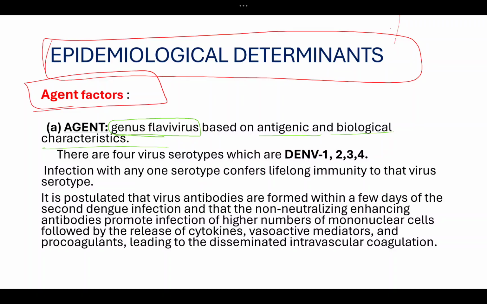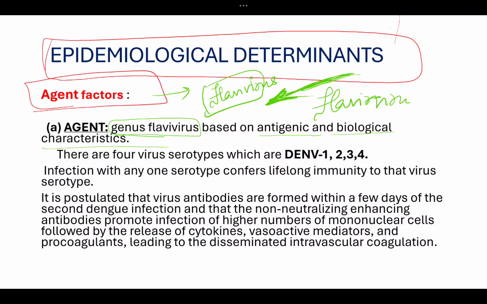In the agent factor, the dengue virus forms a distinct complex, its own characteristic complex within the genus Flavivirus. Just like how the family's differentiation is made, similarly the dengue virus also belongs to the genus Flavivirus.